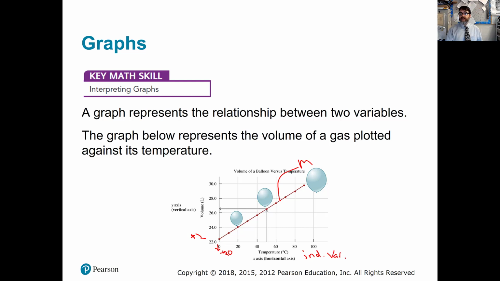Now, we didn't mention that when going through the scientific method, but the independent variable is the thing that I am testing. It's the thing that I, the experimenter, am changing. So I have a balloon and I change the temperature of the balloon. When I change the temperature of the balloon, the volume changes. So the volume here is our dependent variable. It is what depends on the independent variable.